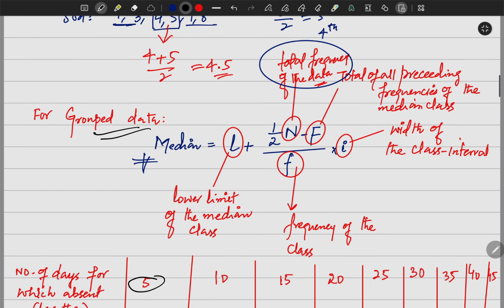So in the grouped data you have to keep in mind this formula, that is the median is the lower limit of the median class plus n by 2, so n by 2 is the total frequency divided by 2, minus c, that means the cumulative frequency of the previous class, divided by f, the frequency of the median class, multiply the width. So this can be done when we have the grouped data. So this way you will do.